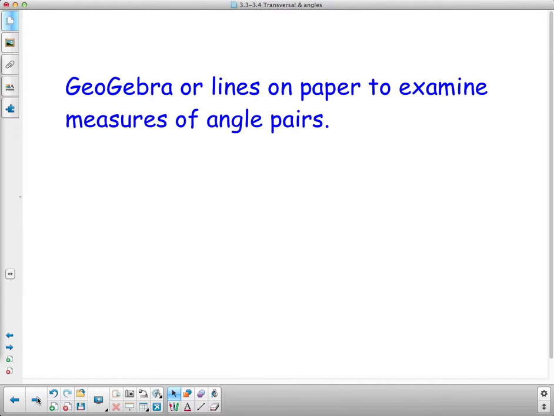Okay. What we want to do is the follow-up, section 3.4, which is what happens when the lines are parallel. So we need to do an exploration. You have lined paper. Grab some lined paper. iPad's away for now. On lined paper, we're going to examine the measure of angles. So you do need protractors.